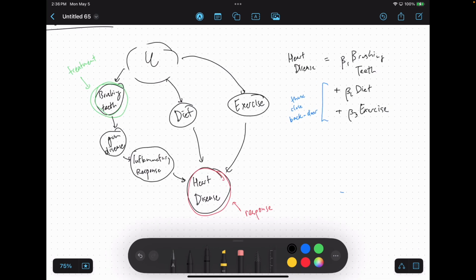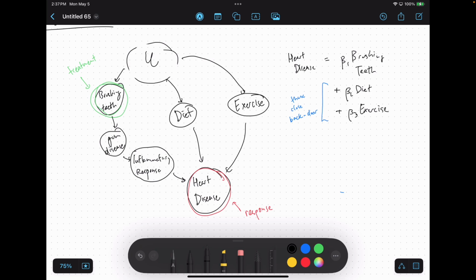Okay, I think I was just explaining this, right? So with health consciousness, if I don't include diet, and I only include brushing teeth, then everything related to this outcome is being attributed to brushing your teeth. So if I only include beta 1, brushing teeth, then we're saying everything that varies in heart disease is related to the variation of brushing your teeth.